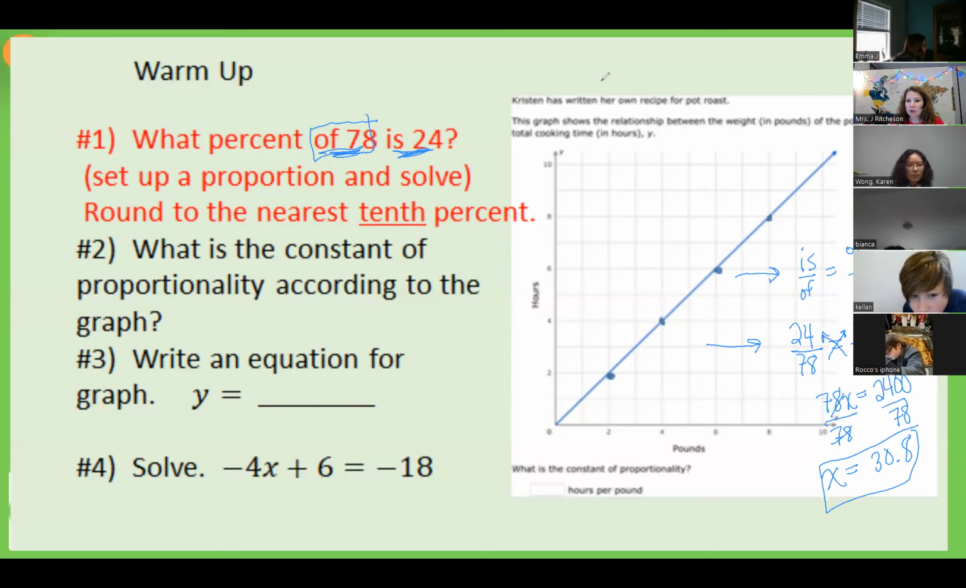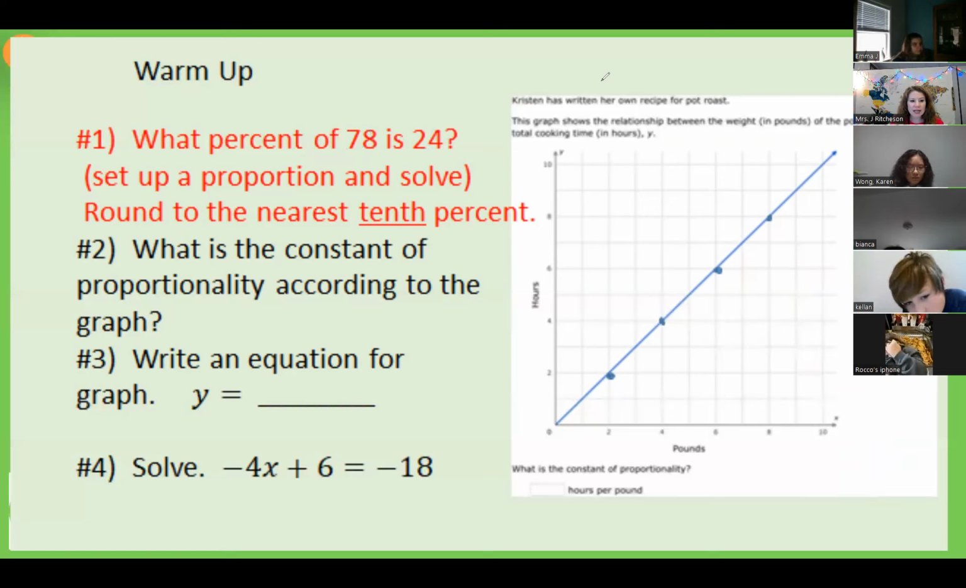All right, let's look at number 2. It says, what is the constant of proportionality according to this graph? So here we have some dots. So what is the coordinate of this? Ooh, it's hard to read, isn't it? So we have pounds on the bottom and hours up here. So this line goes through coordinates 0, 0. It goes through coordinates 2, 2. It goes through coordinates 4, 4.